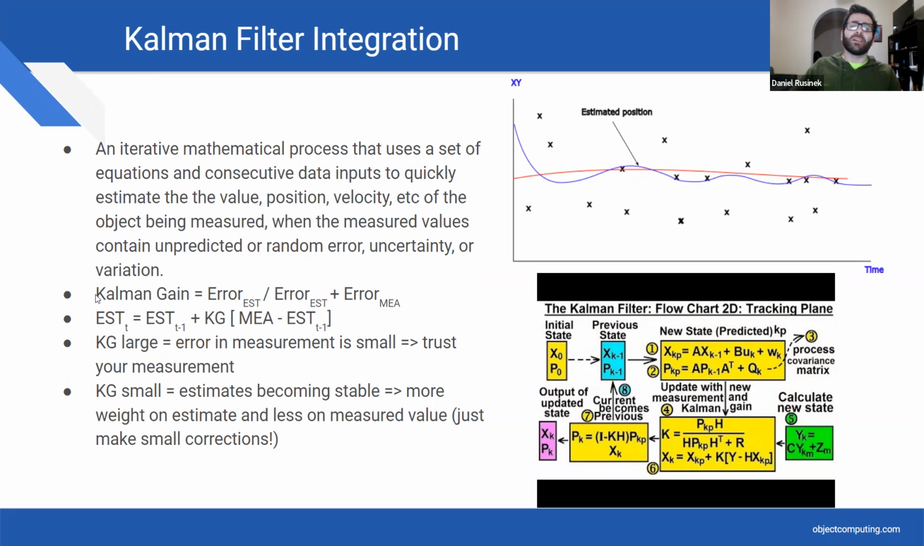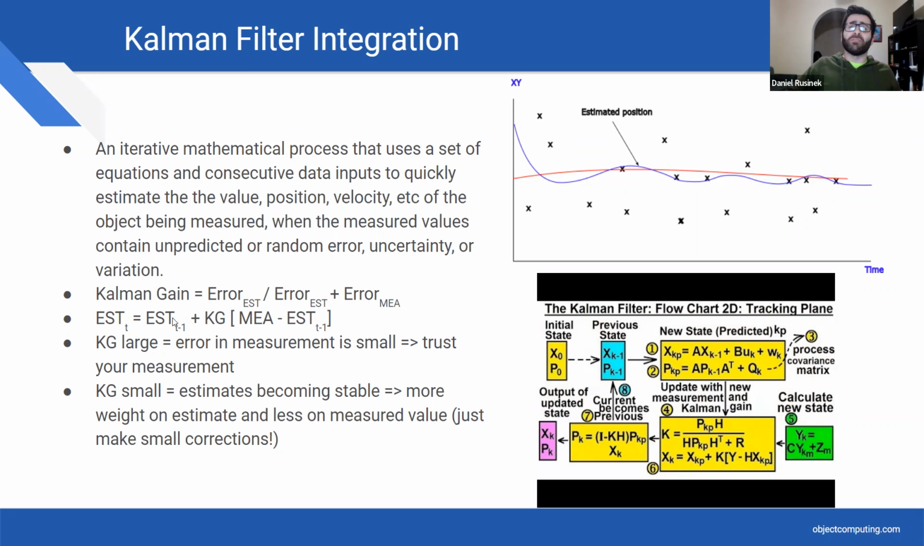The magic of this is in the Kalman gain, which is the error in your estimate divided by the error in your estimate plus the error in your measurement. That pretty much means that if you have a large error in your estimate, and your error in your measurement is small compared to your error in your estimate, this is going to be close to 1. And since it's going to be close to 1, with this difference here, your measurement versus your estimate, you're essentially saying that you are trusting your measurement.